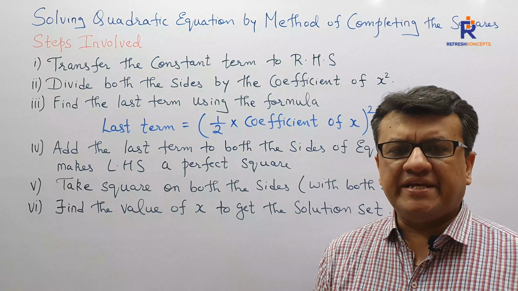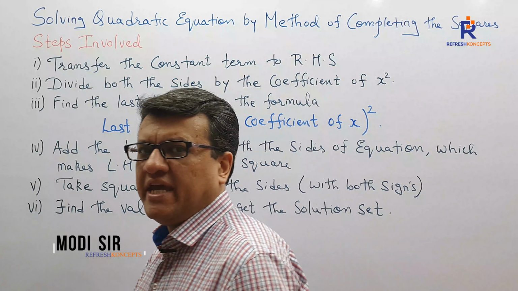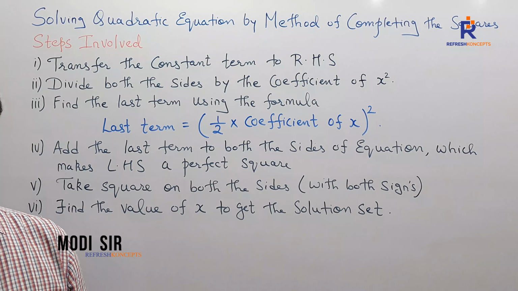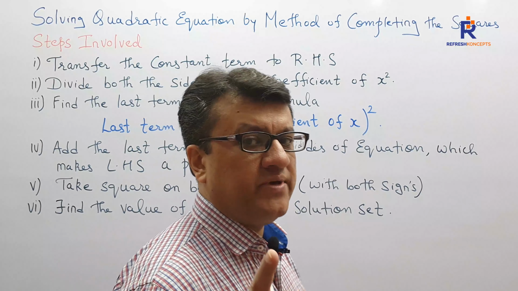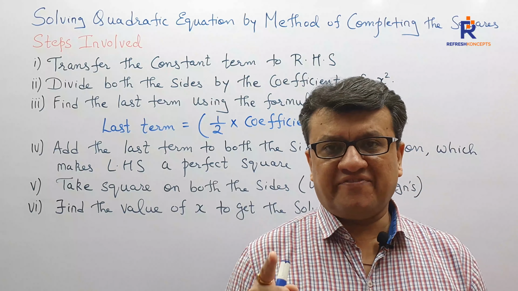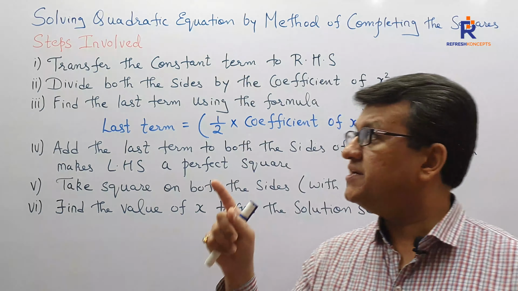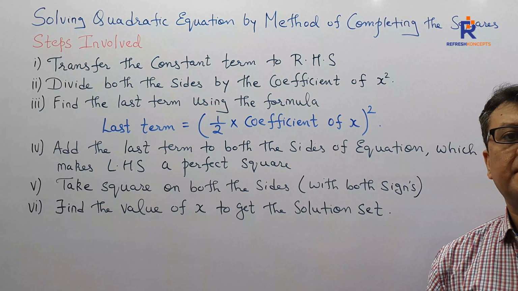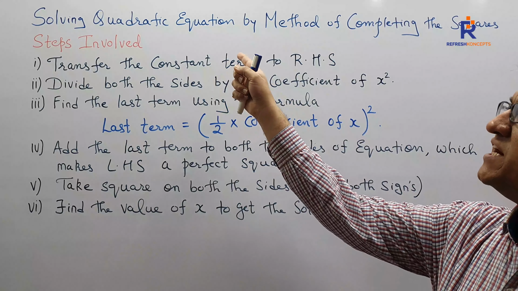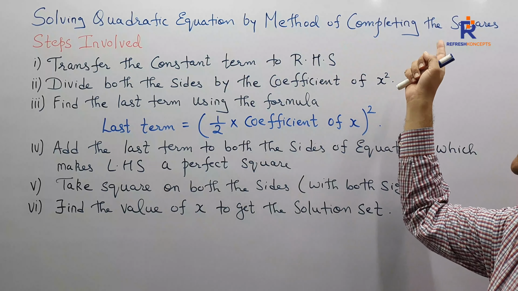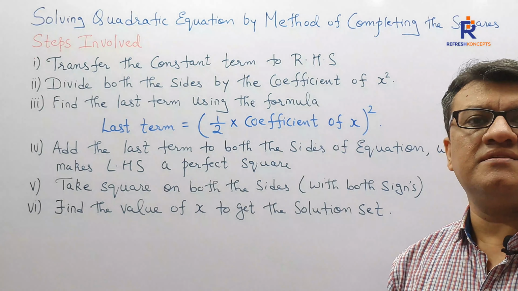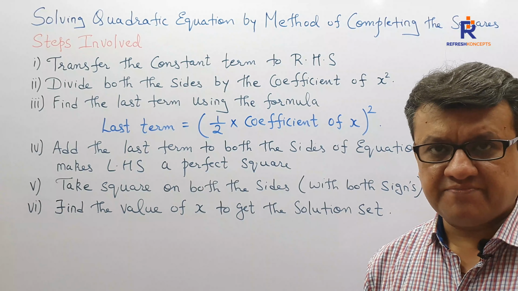Children, let's see the third and the final way to solve quadratic equation. What is the third way? We have seen two ways. The first one being the method of factorization, the second is the formula method, and the third is the method of completing the square. So the title says solving quadratic equation by method of completing the square. This is the third and the final method in your syllabus.